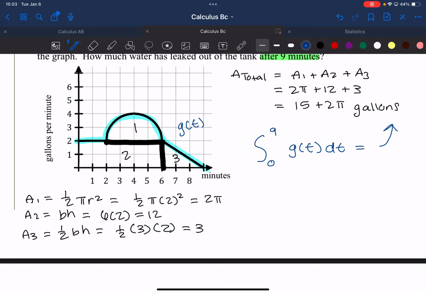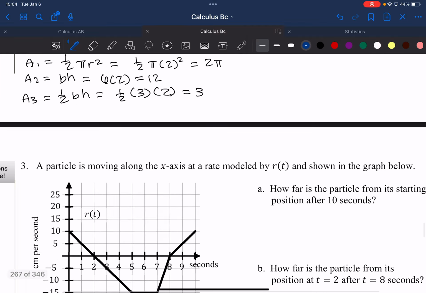Any questions so far? Okay, we have our last example.